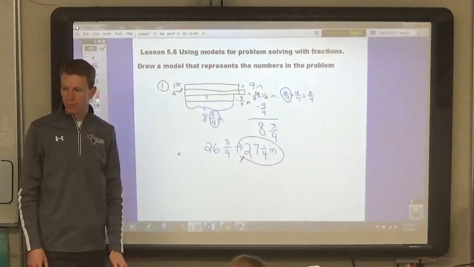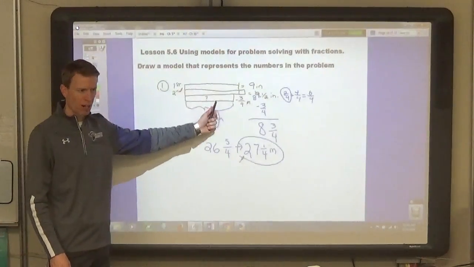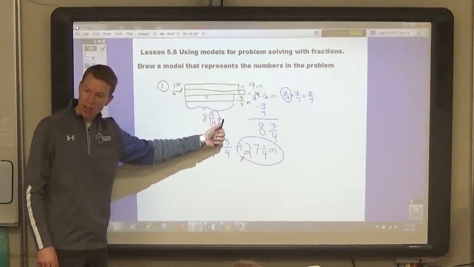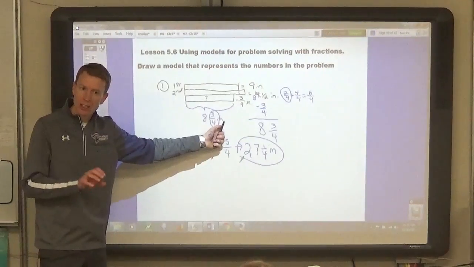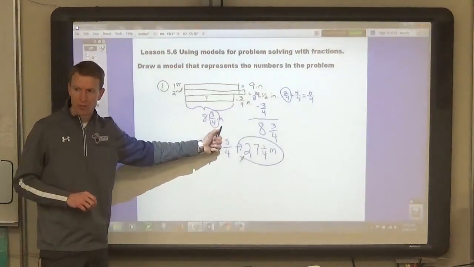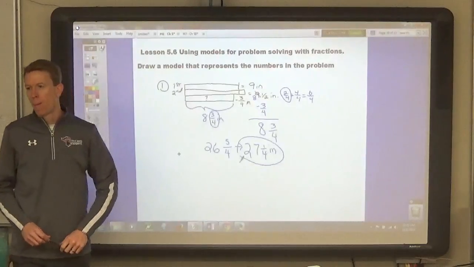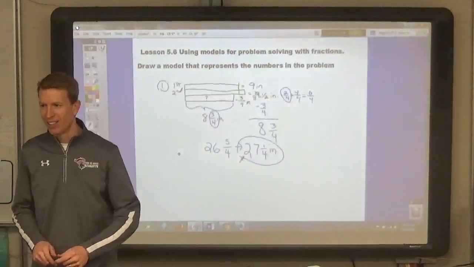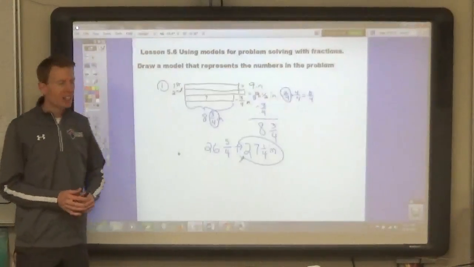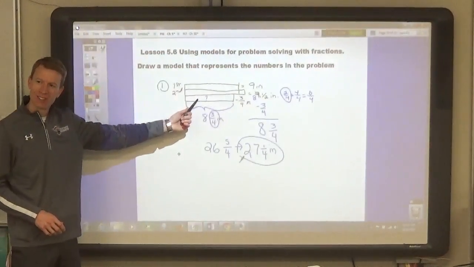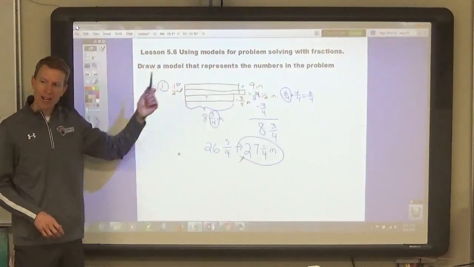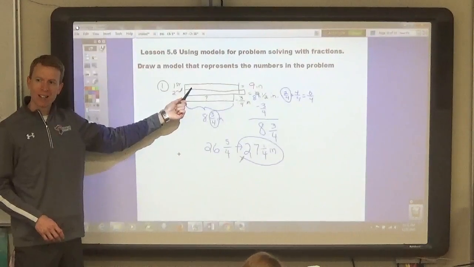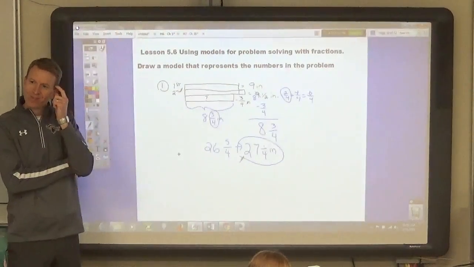Okay? We're not just learning models to solve this problem, which you could probably solve without a model. We're learning the model drawing process so that you can use it to solve harder problems. What if models make it harder? Then you're not drawing them correctly. Because how could this make it harder to understand? How could this drawing make it harder to understand that the third piece is shorter than the second piece?